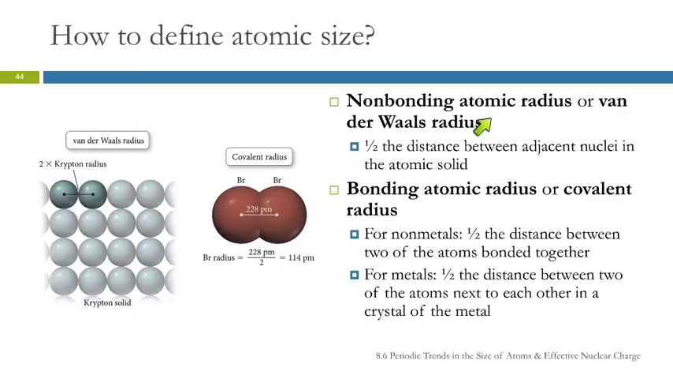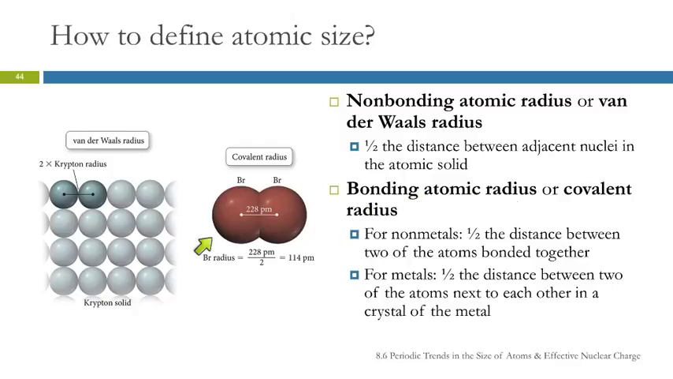The non-bonding atomic radius, also called a van der Waals radius. So this would be something like here where we've got a solid, and what we're measuring is the distance from one nucleus to the next nucleus, because you can identify where the nuclei are. It's complicated, but you can do it. And so you can measure the distance from one nucleus to the next nucleus, and then we'll say, well, the radius must be half of that. Makes sense.